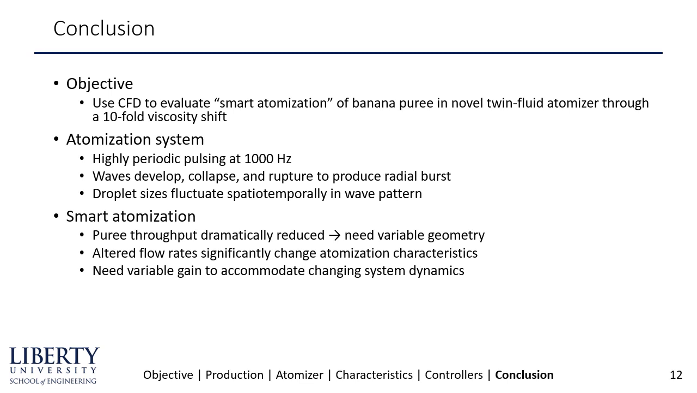When we tested our smart atomization system, we found the puree throughput was dramatically reduced, which indicated the need for a variable geometry. And the altered flow rate significantly changed the atomization characteristics. We also see the need for a variable gain to accommodate this change in system dynamics. We've also done a lot of mesh independence work, although we don't show that here.